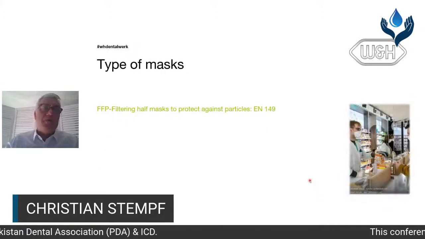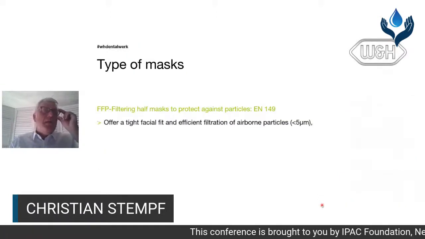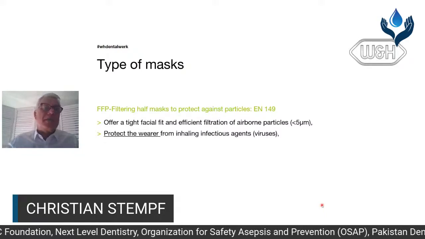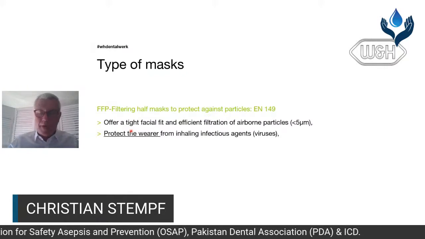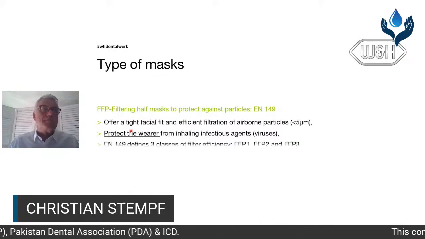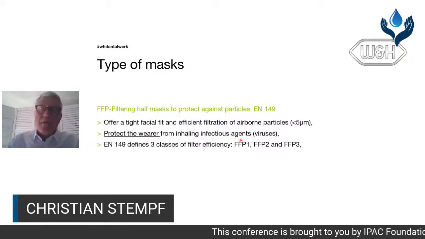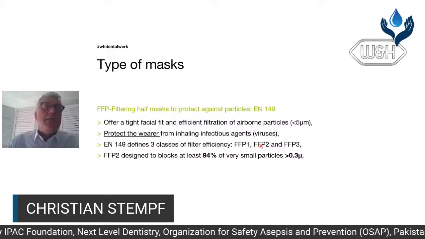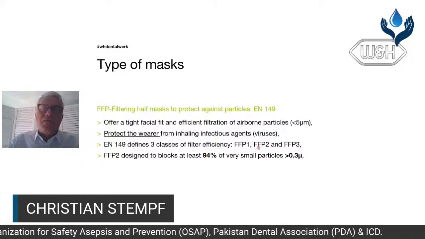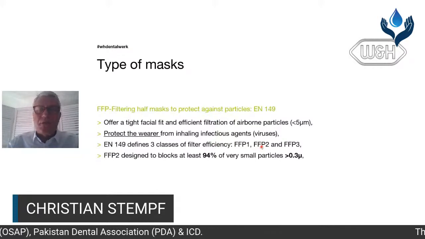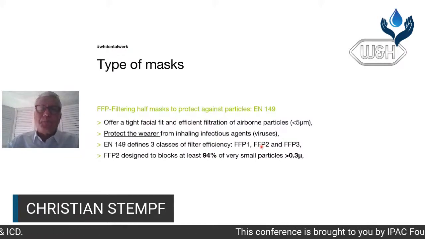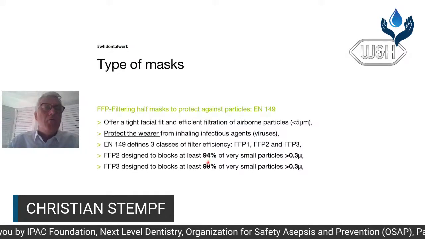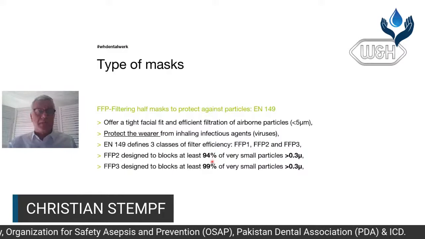And now you have to switch to FFP masks. They offer a tight fit and efficient filtration below 5 micron. So they protect the wearer. When you inhale, they will stop and block infectious agents and very tiny viruses. There are three types, FFP1, 2, and 3. Again, it has been said, forget about FFP1. It filters around 80%. But FFP2, this is the minimum. It filters 94%. This compares to the N95 in the US, which filters 95%, or KN95 from China. Then you can also go to FFP3, which filters 99% at the minimum. It can be 98, 97, or above 99, and this is then called FFP3 masks.